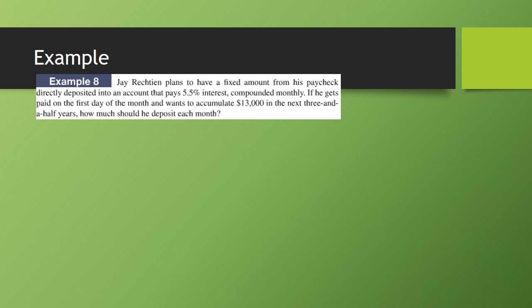All right, another example. Jay plans to have a fixed amount from his paycheck directly deposited into an account that pays 5.5% interest compounded monthly. He gets paid on the first day of each month, and he wants to accumulate $13,000 in the next 3.5 years. How much should he deposit each month? Okay, again, another annuity due problem. Pause the recording, give it a try, and then resume the recording to check your answer.